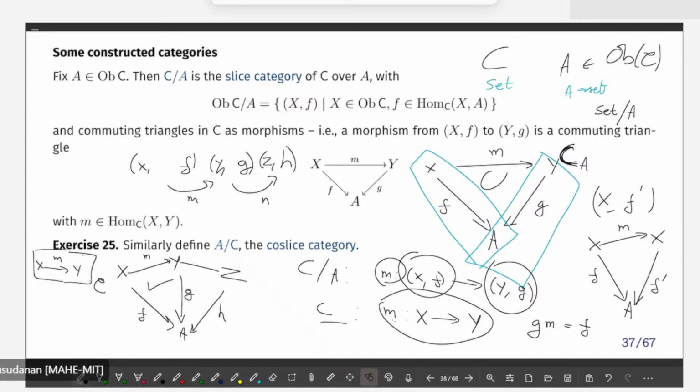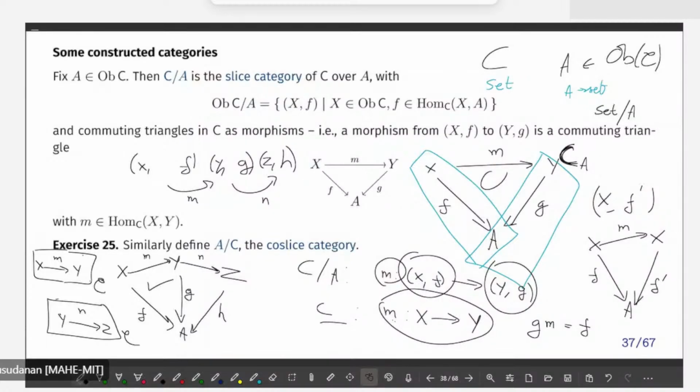Similarly, you may have one morphism N from YG to ZH. That means again that in the original category, there is some morphism from Y to Z, but it happens that when you put it here, this commutes, like Hn is equal to G. Now, can you define the composition of N and M?